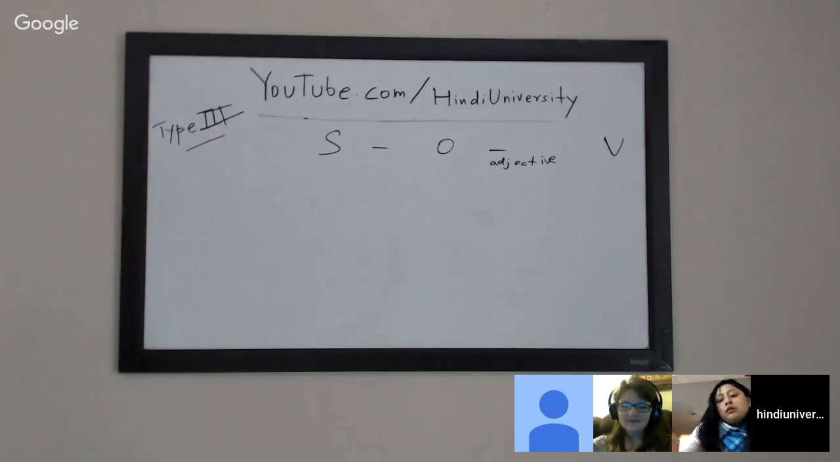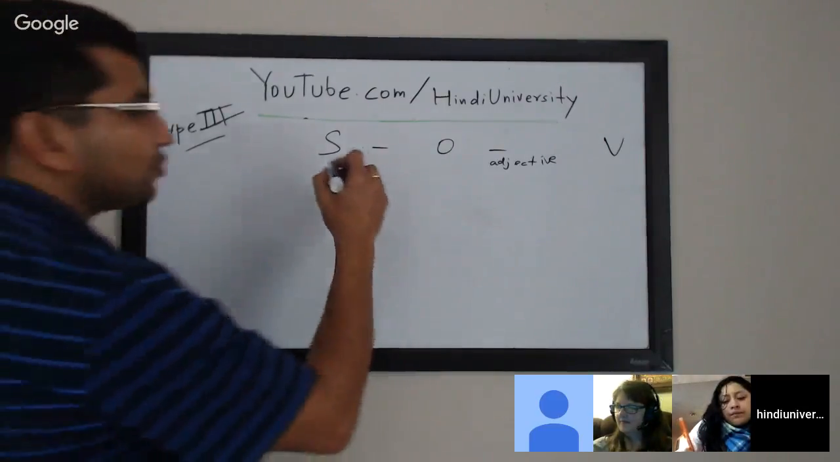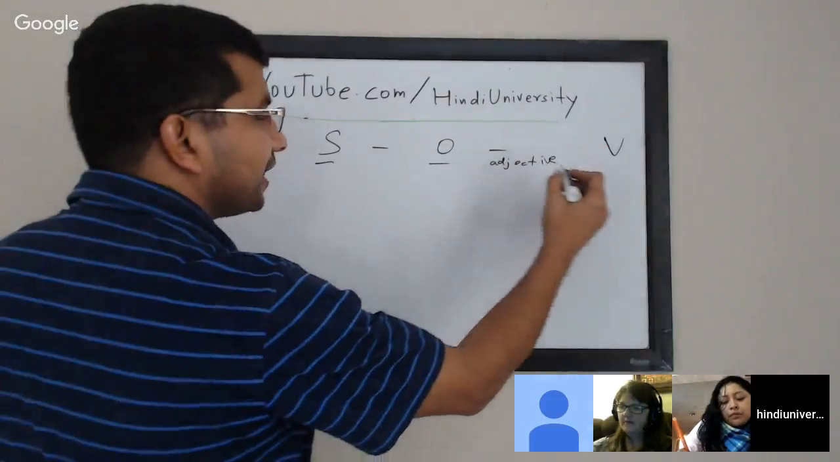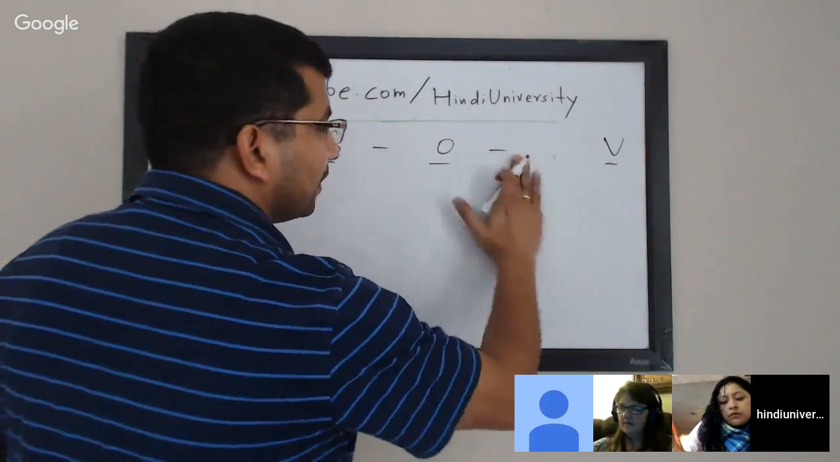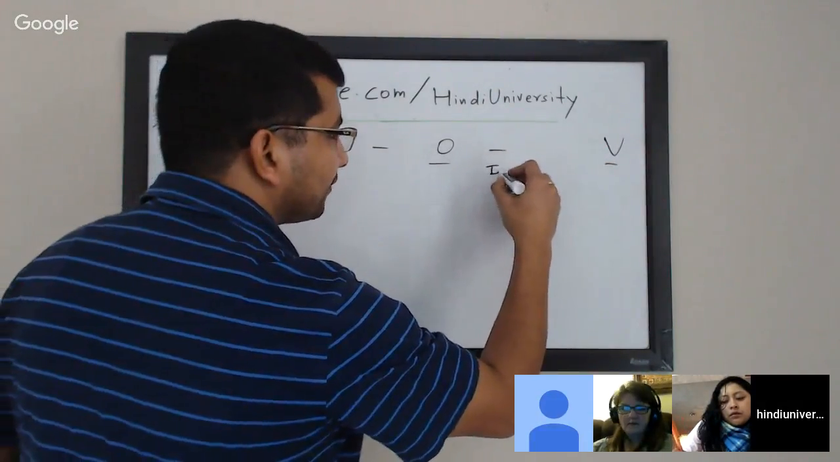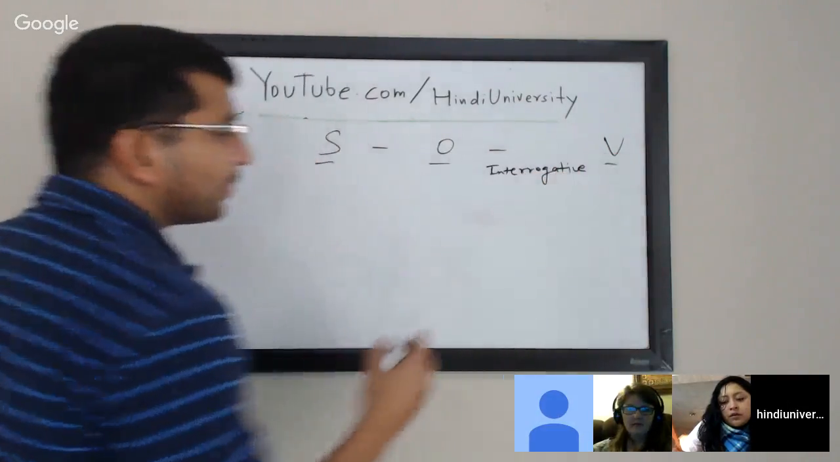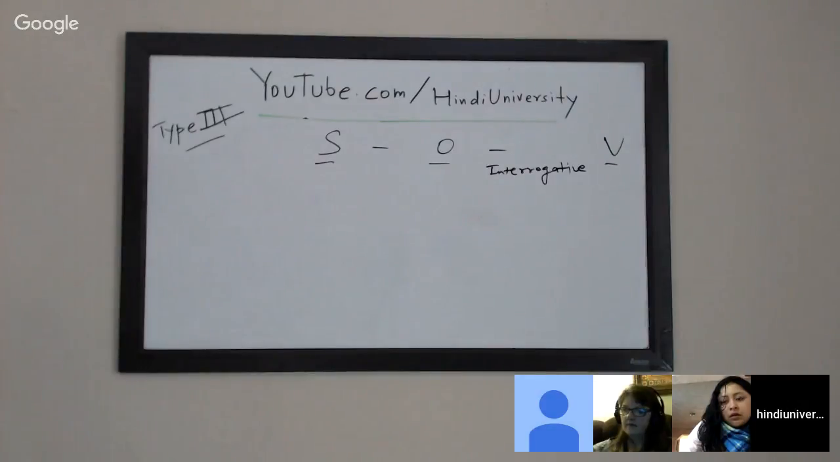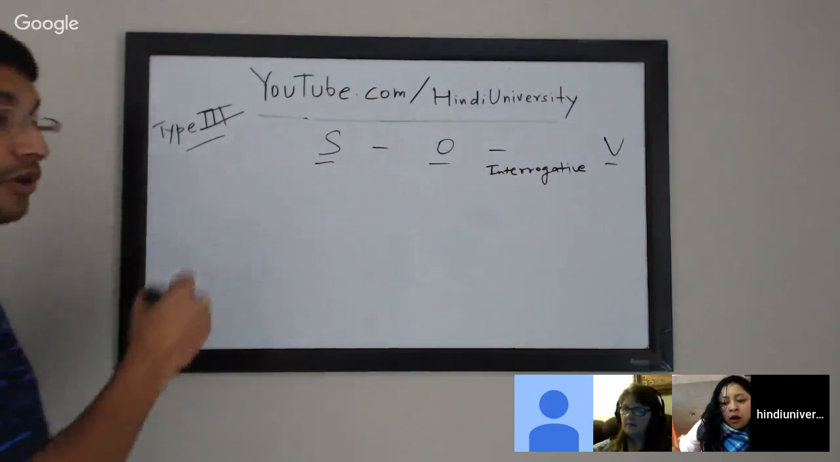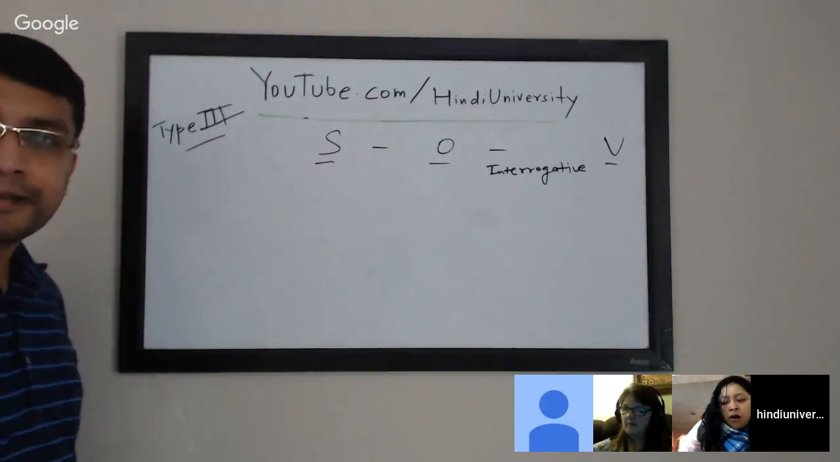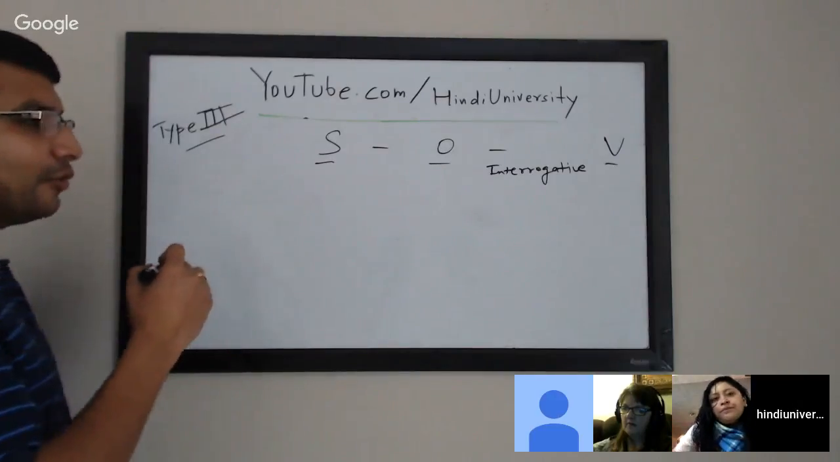Okay. And type 3 is, right now you have a subject, you have an object, and verb. Now let's say you want to use interrogative. Okay, you want to ask questions about certain things. So let's say you lost your car and you're trying to find it. How will you say that? How will you ask that question, Liz?